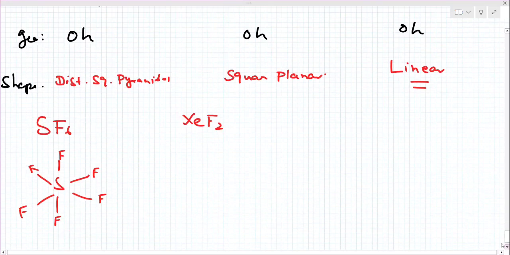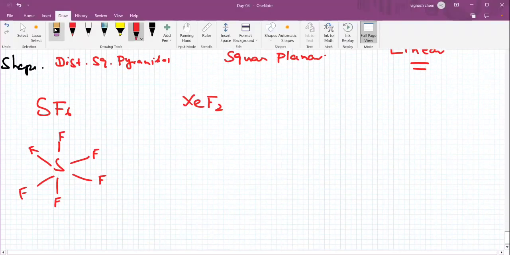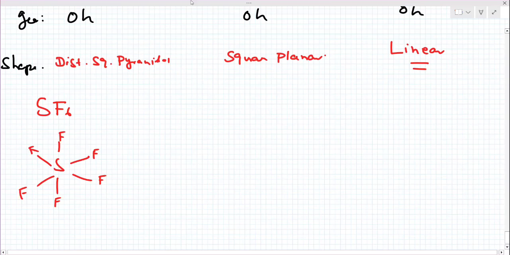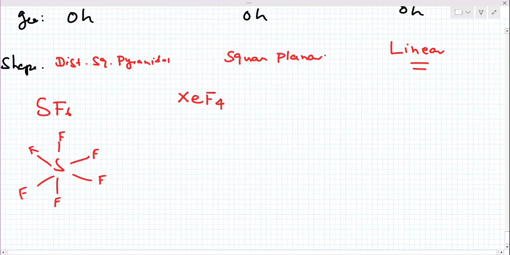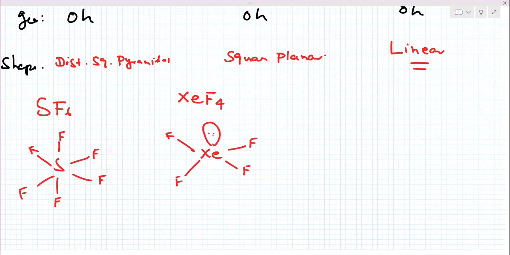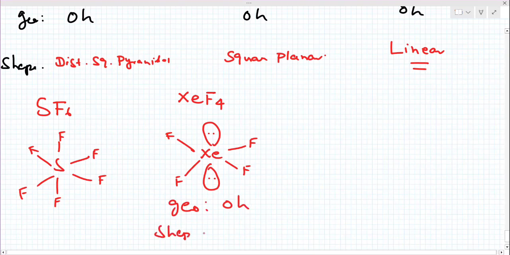Take XeF4. Now xenon has 8 valence electrons. Therefore, 4 surrounding atoms, remaining 4 electrons, 2 pairs for xenon. F, F, F, F, and the lone pairs. You got the point. Therefore, what is the geometry? 4 plus 2 is 6, octahedral geometry. What is the shape? This is square planar. This example I will tell later.